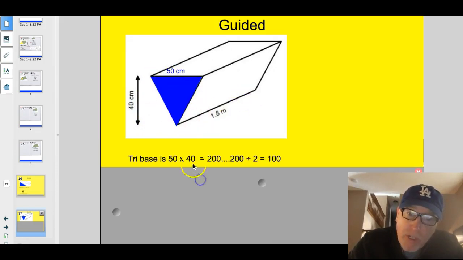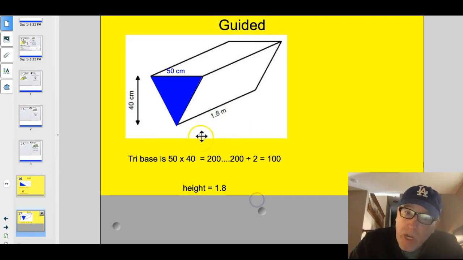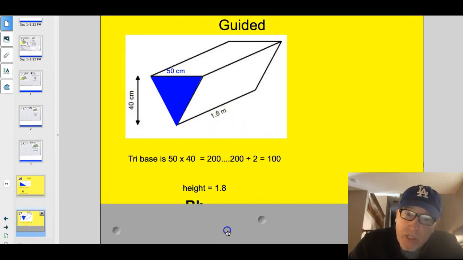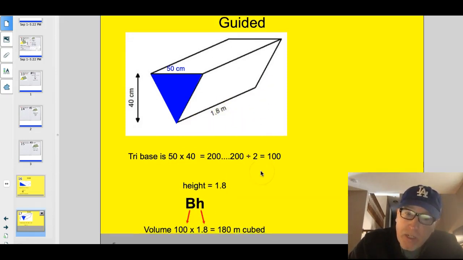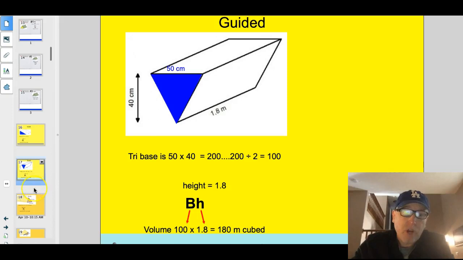So let's do it. Triangular base is 50 times 4, which is 200. 200 divided by 2 is 100 units squared. Our height is 1.8. Let's just do the big base times the height then. Here's the volume. Big base was 100 times the height, 1.8, 180 meters cubed. Okay? Time for you to try a couple.